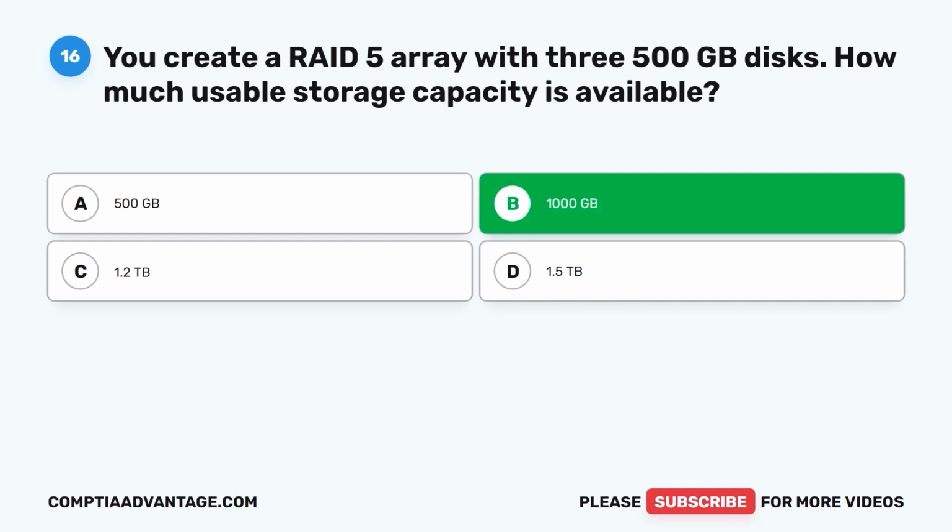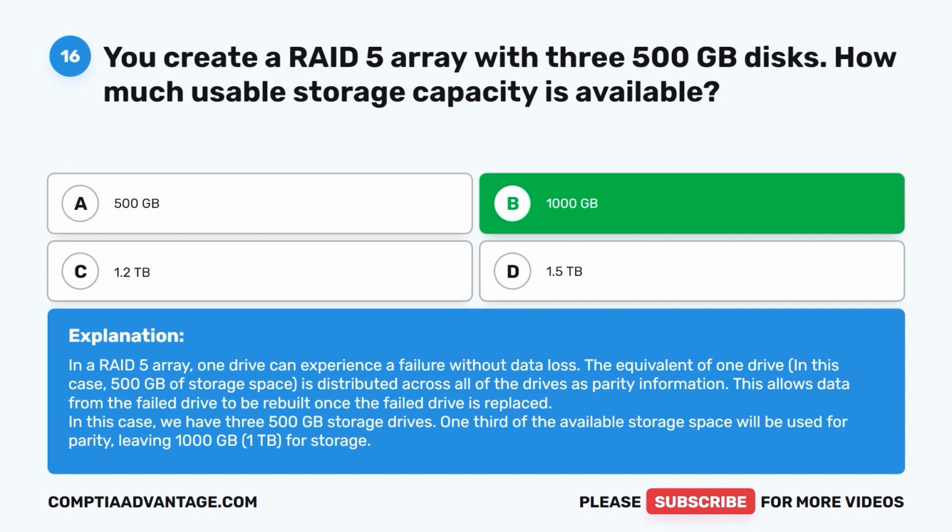1,000 gigabytes. In a RAID 5 array, one drive can experience a failure without data loss. The equivalent of one drive, in this case 500 gigabytes of storage space, is distributed across all the drives as parity information. This allows data from the failed drive to be rebuilt once the failed drive is replaced. In this case, we have 3 500 gigabyte storage drives. 1/3 of the available storage space will be used for parity, leaving 1,000 gigabytes, 1 terabyte, for storage.